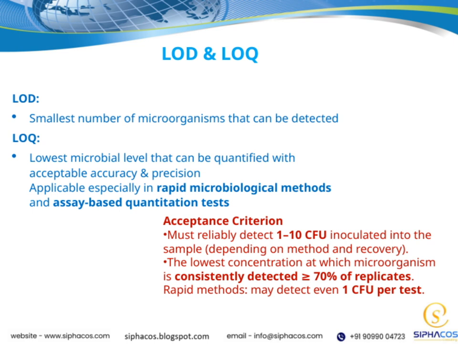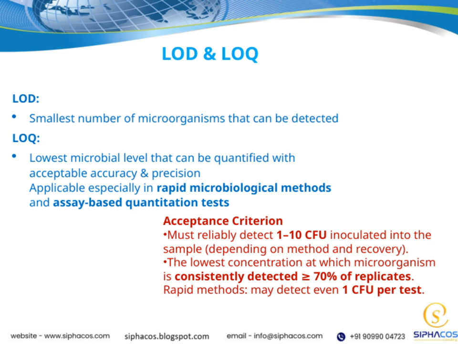Moving on to the concepts of LOD and LOQ, these are critical in microbiology testing. The LOD, or limit of detection, refers to the smallest number of microorganisms that our test can reliably identify. It's like the lower threshold of detection. On the other hand, the LOQ, or limit of quantification, is the lowest level at which we can actually measure the microbial amount with acceptable accuracy and precision. This is especially important in rapid microbiological methods and assay-based tests, where accurate quantitation is crucial for decision-making.